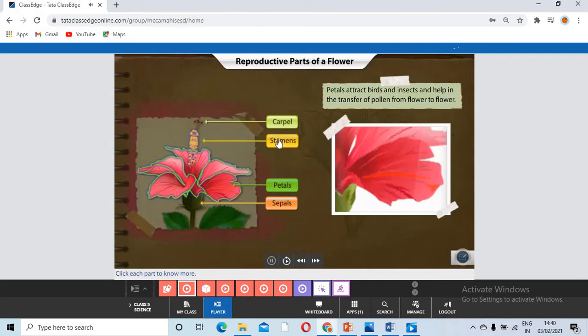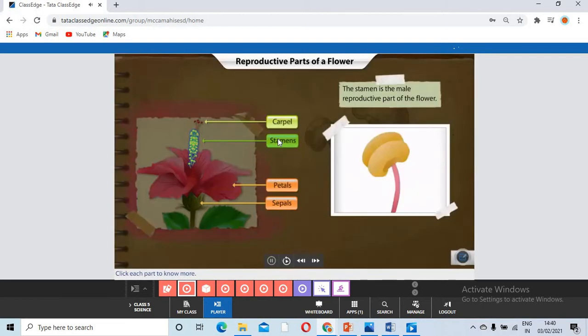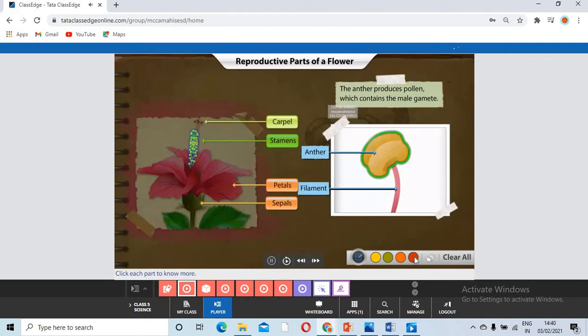Okay, next, stamens. The stamen is the male reproductive part of the flower. Each stamen consists of an anther supported by a filament. The anther produces pollen, which contains the male gamete. The filament elevates the anther by supporting it like a stalk.